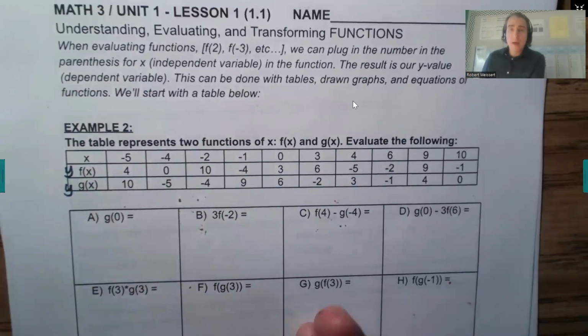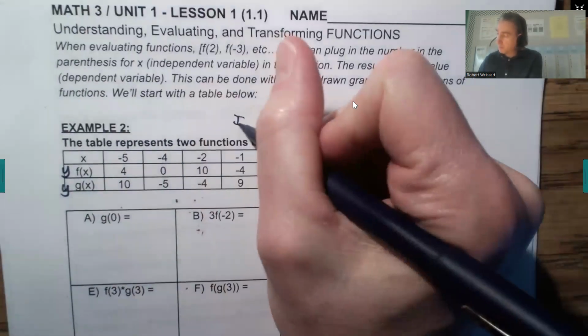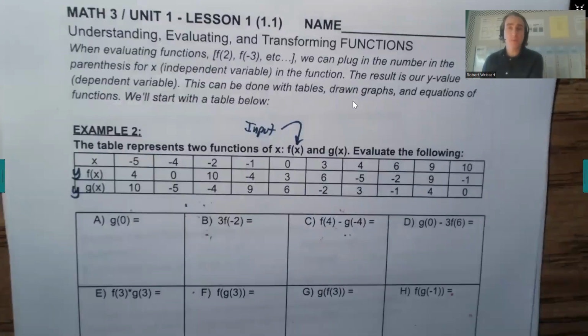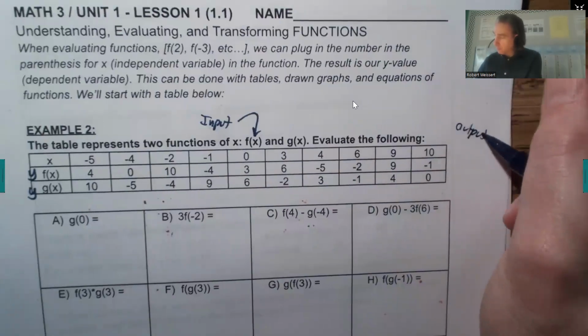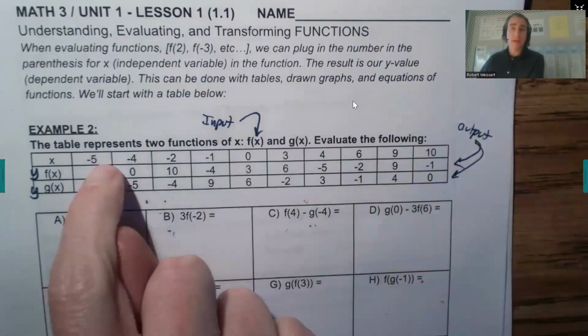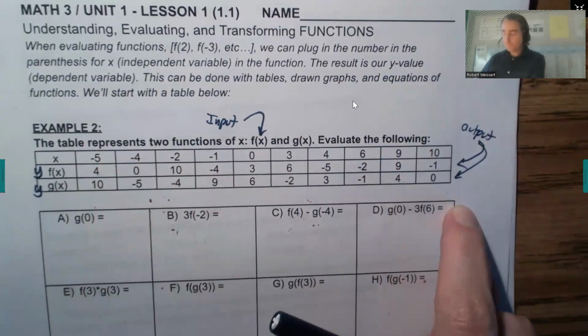Now, when we're talking about y values, input gives you output. So input is going to be what you plug into the x value. Output is what you would get out. So what we're plugging in are x values, and what we're getting out of it are your y values.